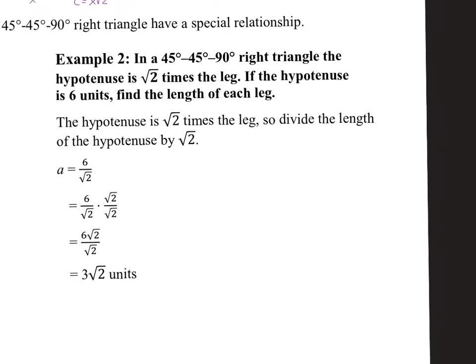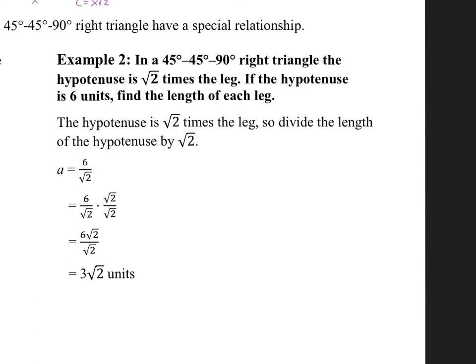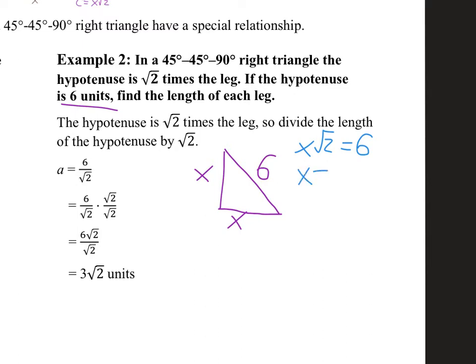Example 2, in a 45, 45, 90 triangle, hypotenuse is root 2 times longer than the leg. Hypotenuse is 6 units. What is the length of each leg? So we're always going to draw out our little pictures. We have a 6-unit length. We want to find what our x's are. Well, my first step, I'm going to set my x root 2, my established relationship for the hypotenuse, equal to 6. Divide both sides by the square root of 2. x is equal to 6 divided by the square root of 2.